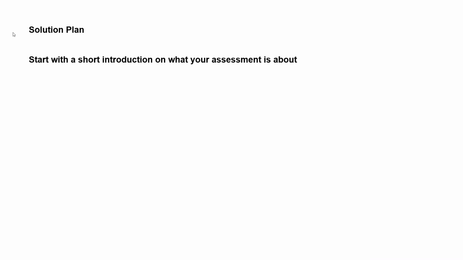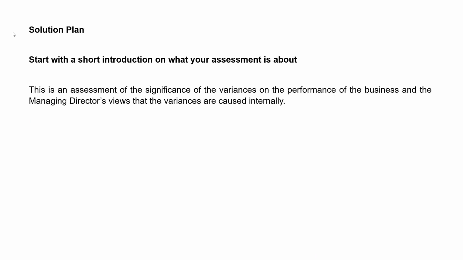Now the solution plan. So we're going to start with a short introduction on what your assessment is about. And this is basically going to come from the information in the question. So this is an assessment of the significance of the variances on the performance of the business and the Managing Director's views that the variances are caused internally.